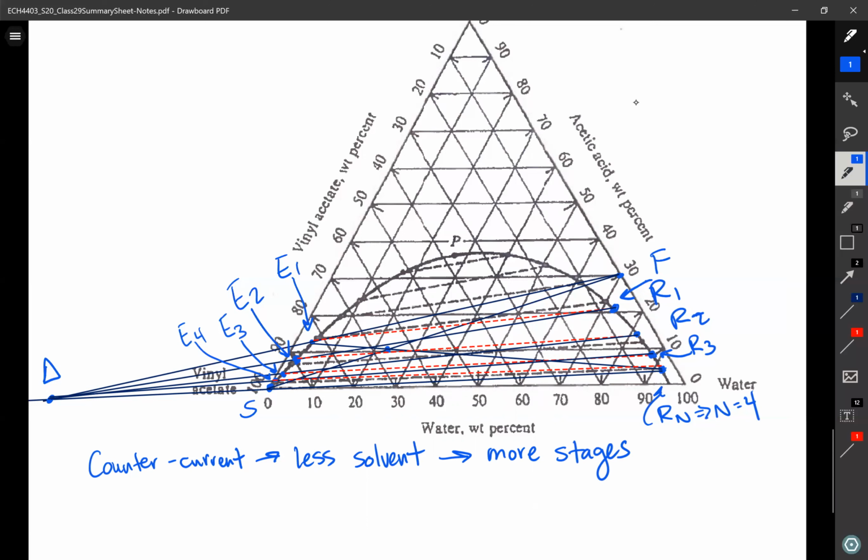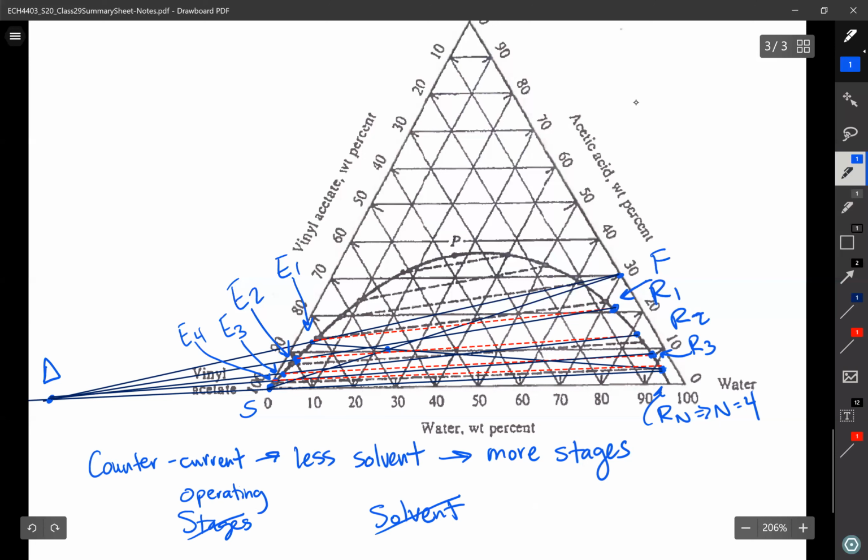So think about the other couple of separation techniques that we've used. If I have the option to use a low amount of solvent for more stages, or more solvent with less stages, which one is more economical? So I have this trade-off between stages and solvent. And if I say it in a slightly different way, stages is capital cost. Solvent is operating costs.